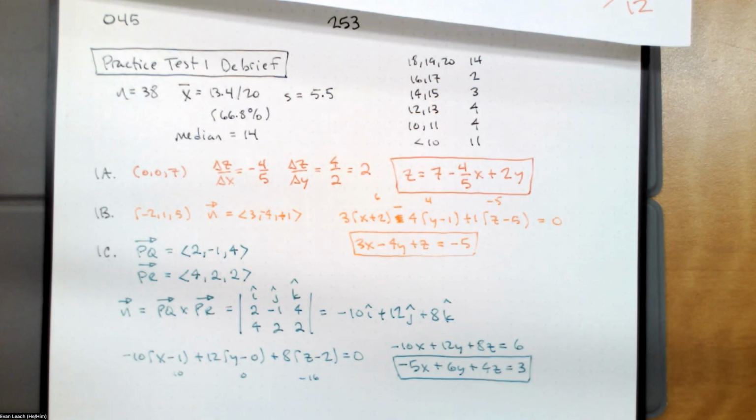Some of you solved this for z, which is perfectly fine. Some of you got at the change in x divided by change in y in a different way, which is also perfectly fine. This is what I expected you to do.